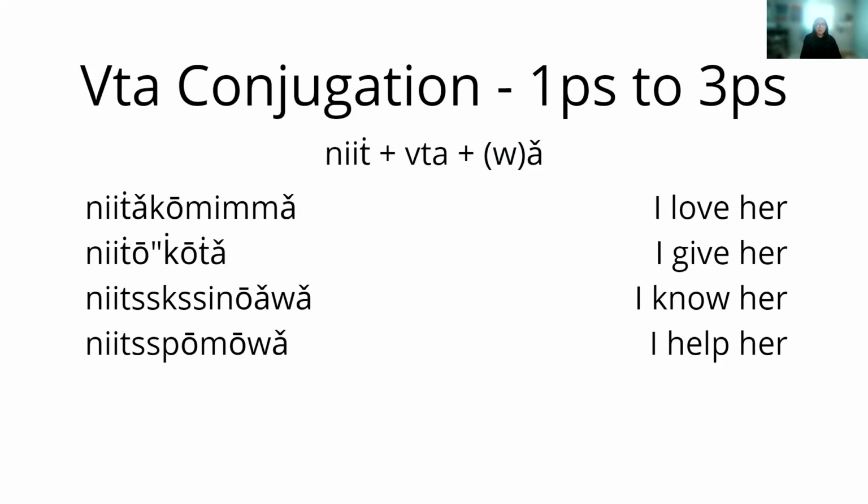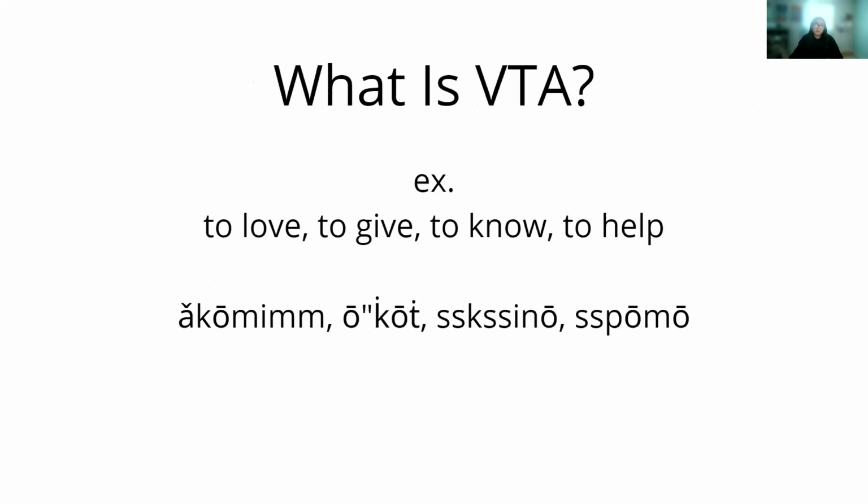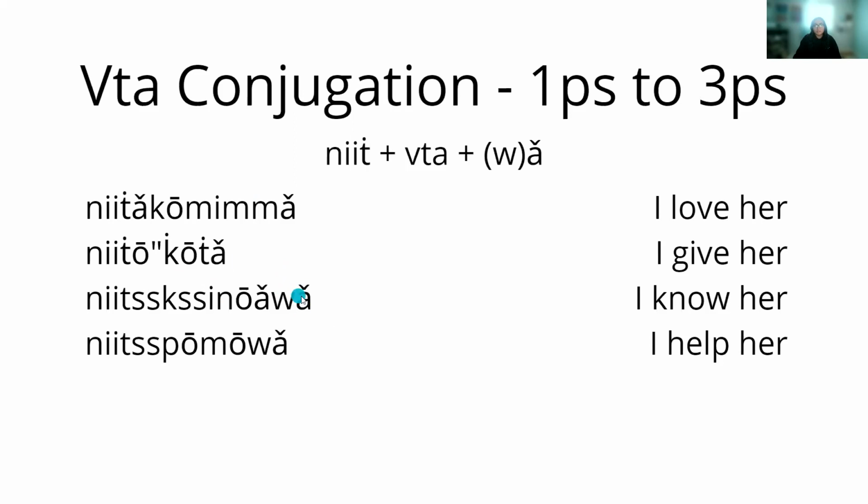I give her, nitokota. As you can see with the T again, that W gets erased. But if we have a verb that doesn't end with a consonant, but rather a vowel, for instance, sksenno, then you will add the W. For instance, nitsksinnoa, I know her.